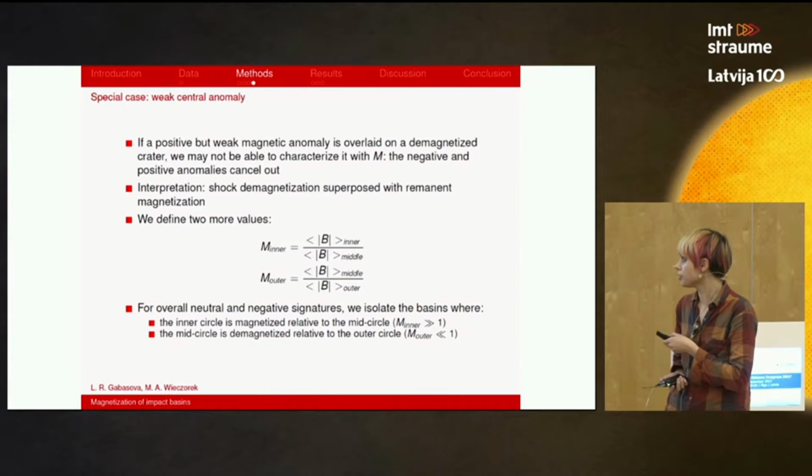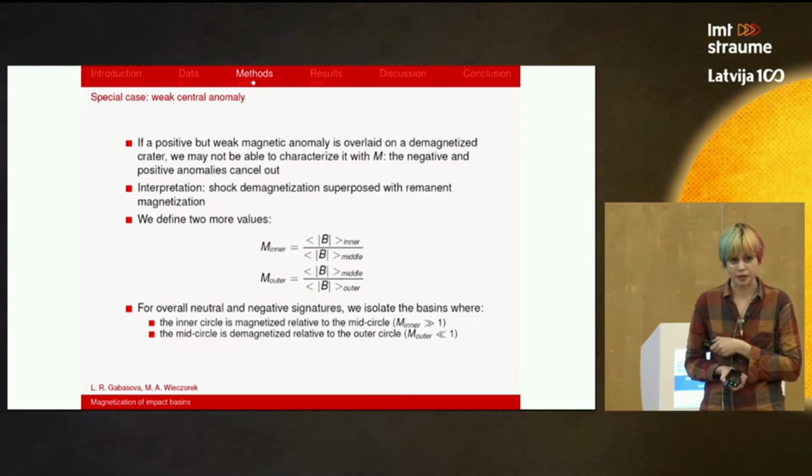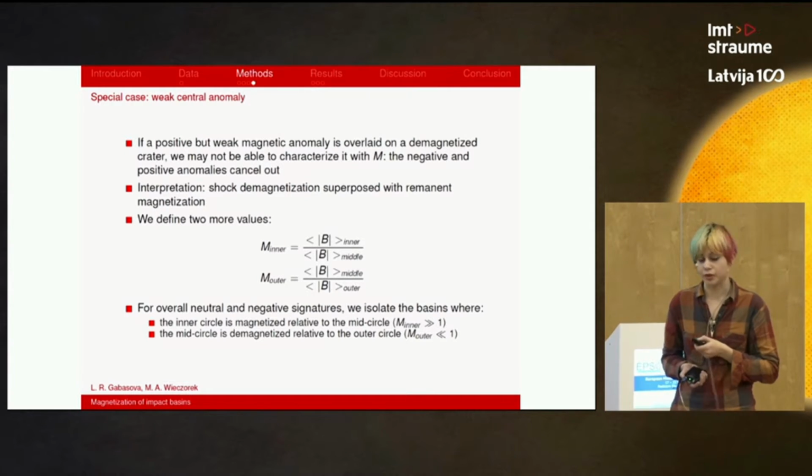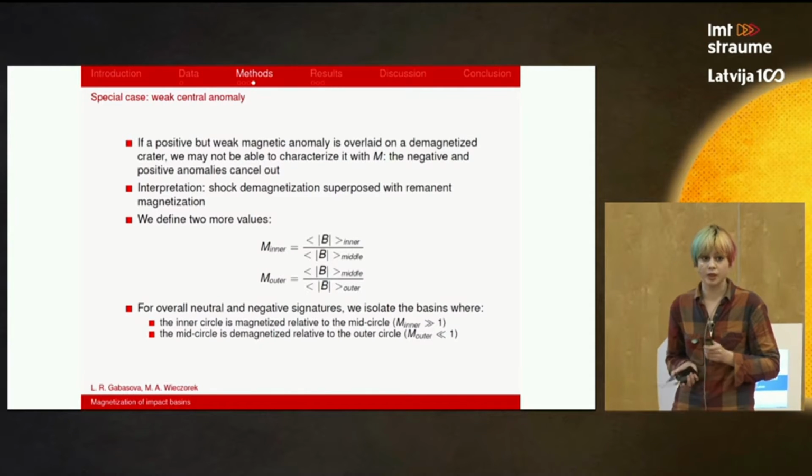So what we do here is we define 2 other M numbers. First, one that compares the inner bin to the middle bin, and then one that compares the middle to the outer. This lets us see whether there is an inner magnetic anomaly that is statistically significant, and also whether the entire basin is demagnetized significantly in comparison to the rest of the map. And so if both of these things are true, then we have what I call a weakly magnetized basin.